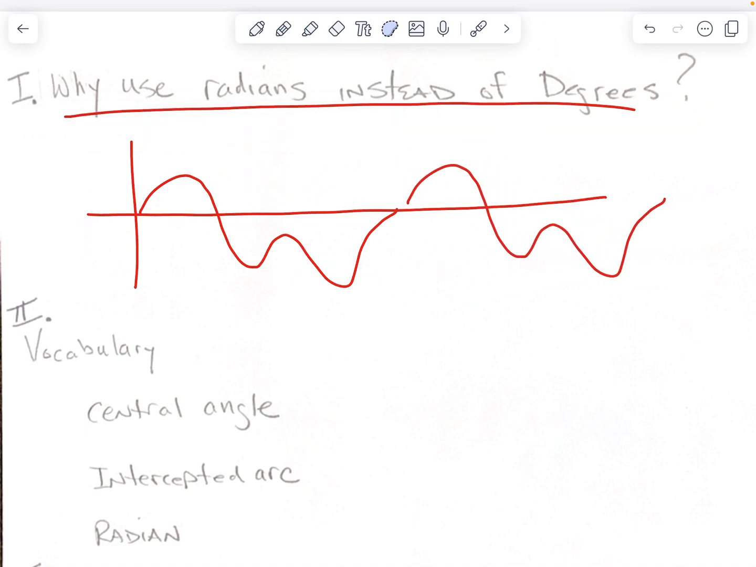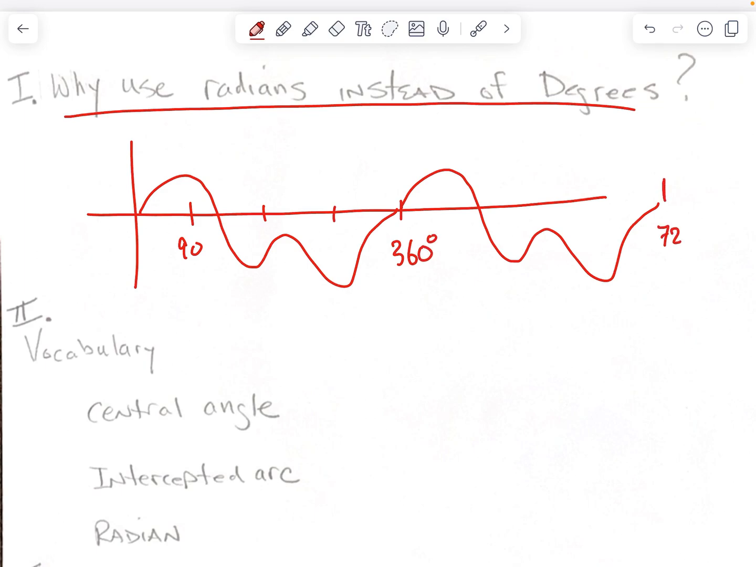length, if we find ourselves trying to describe this inside of degrees, maybe this is 90 degrees, this is 180, this is 270, this is 360. Every time we have a cycle go through, we might have the next cycle take us to 720 degrees. And then another cycle beyond that would be at 1080. And another cycle beyond that. And you get the idea. These numbers are going to get pretty big pretty quickly.